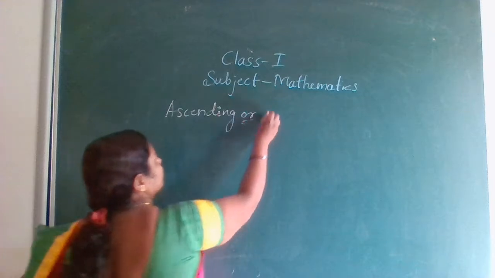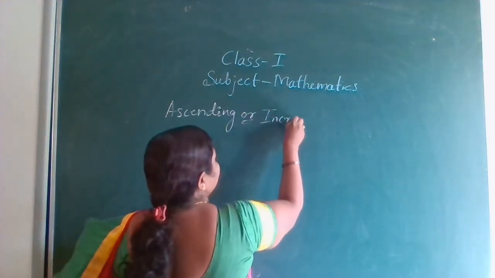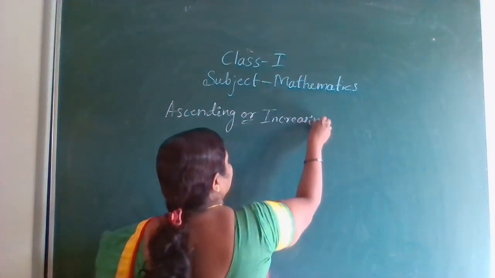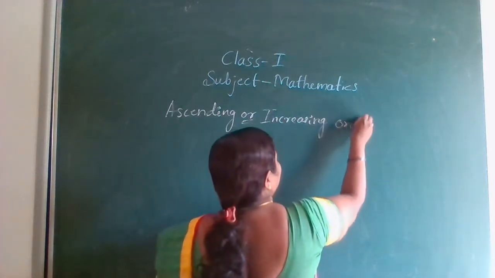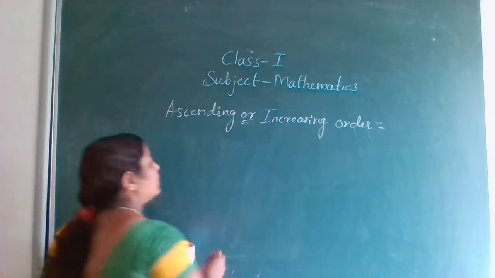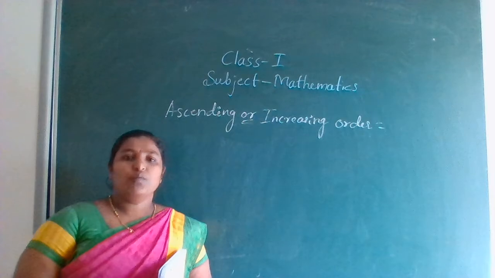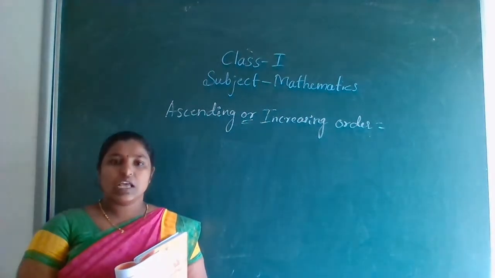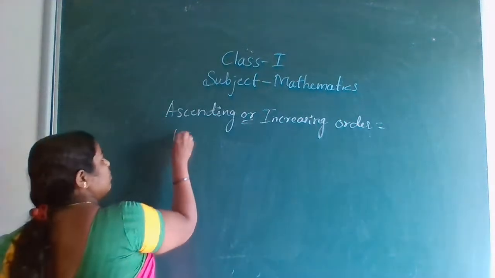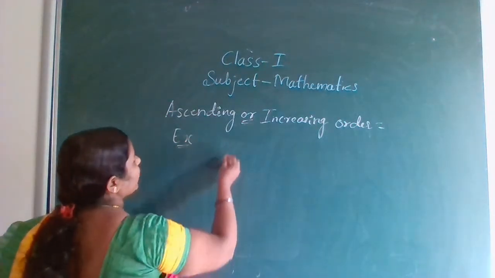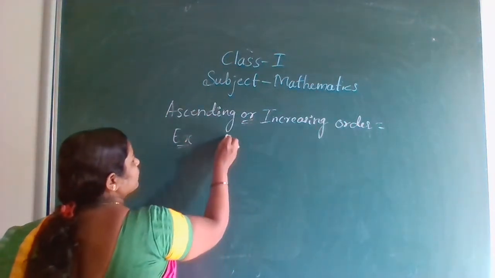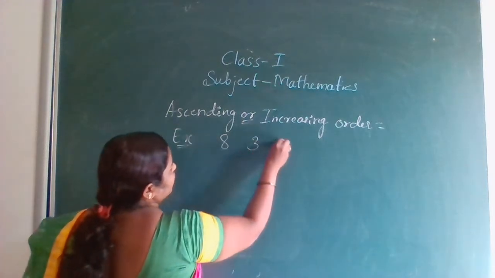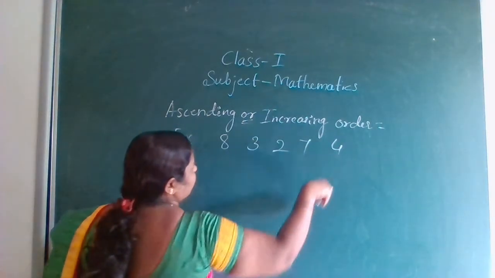Or increasing order. The numbers from the smallest to the biggest, that is known as ascending order. Example: 8, 3, 2, 7, 4.